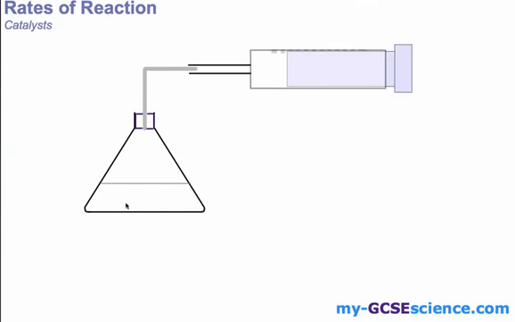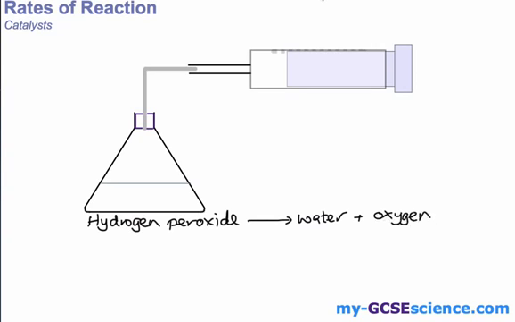Now, to start us off, I've got an example here of a liquid in a flask. This is actually something called hydrogen peroxide. And if you were to leave this hydrogen peroxide in this flask that's connected to a gas syringe, it would slowly break down into water and oxygen. Now, this would actually take quite a long time, and you'd be sitting there for ages and ages while you were waiting for this gas syringe to fill up with oxygen. So it'd go very, very slowly over a long period of time.